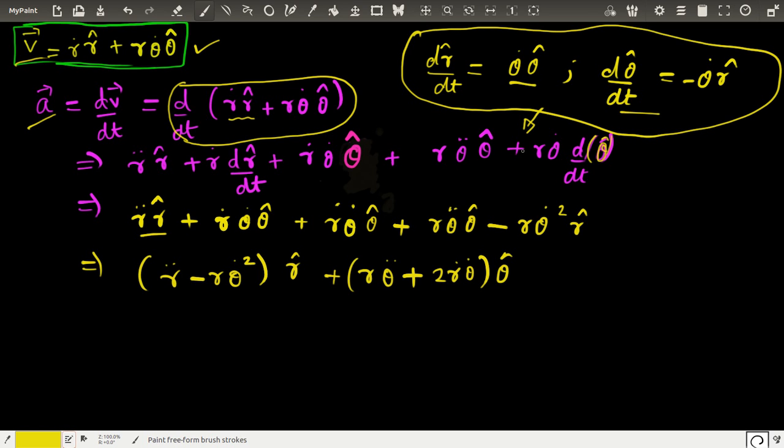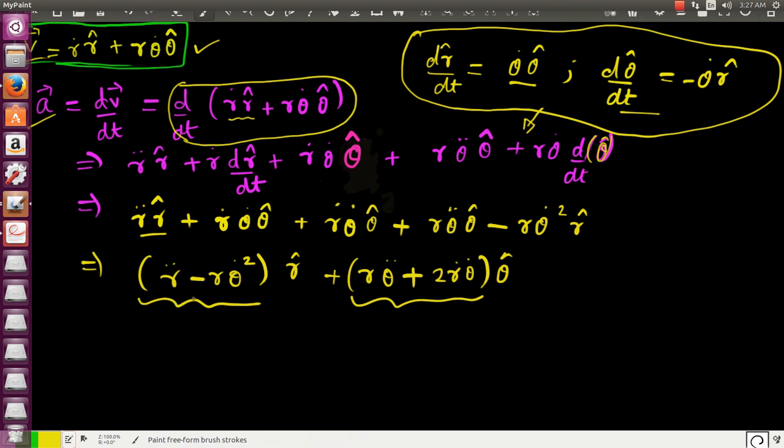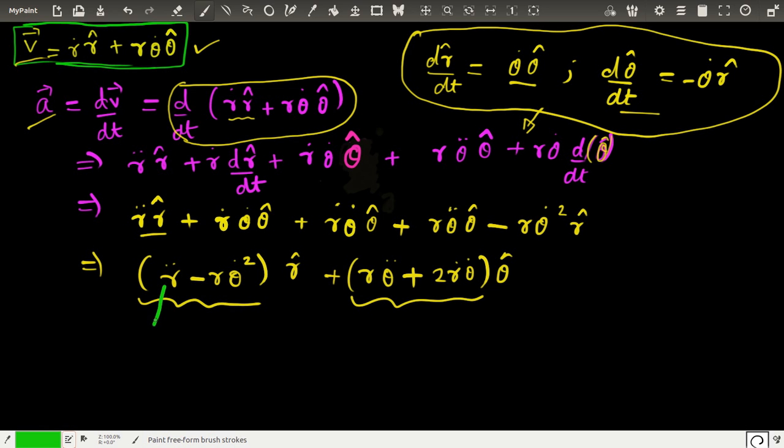Now clearly, we can see the terms can be classified into two parts. One is along the radial direction and the second is along the theta direction, which is the tangential direction. Now let's understand the terms one by one. Let's use a different highlighter to understand the terms. The first term would be the acceleration due to change in the radial speed. The first one is due to the change in the radial speed.